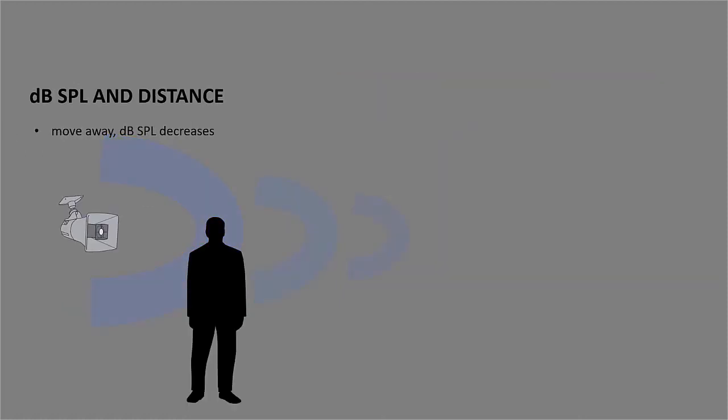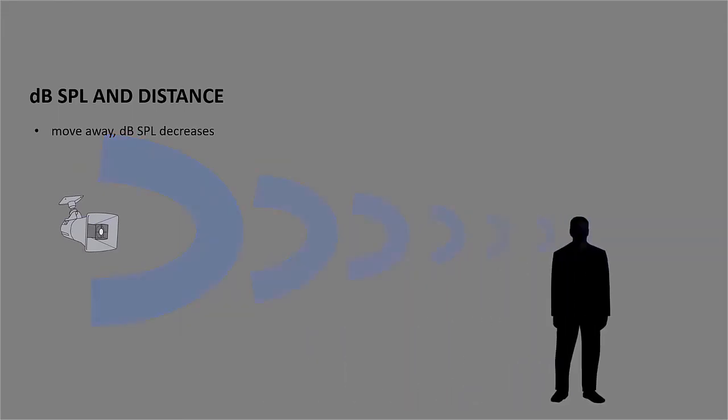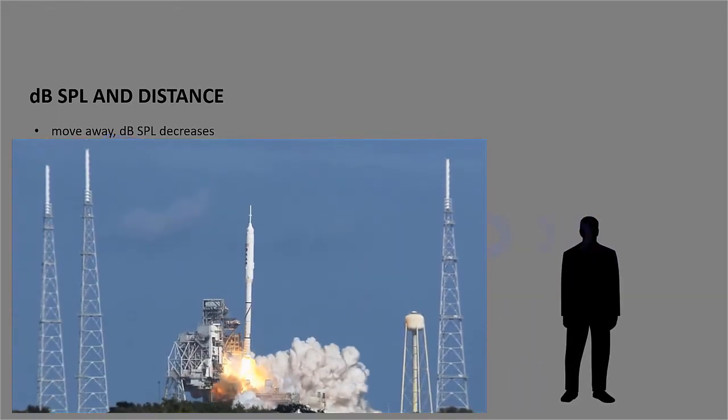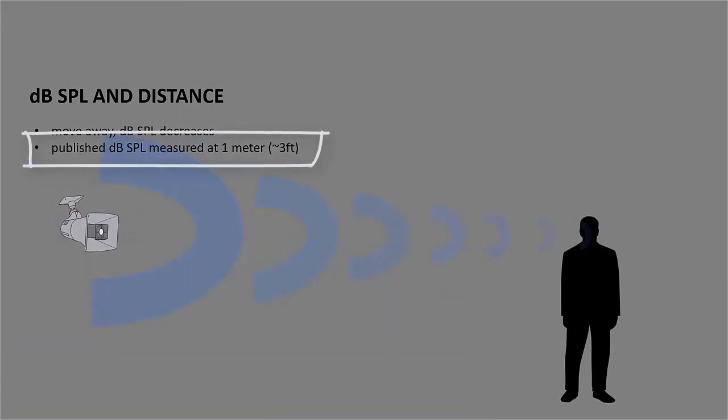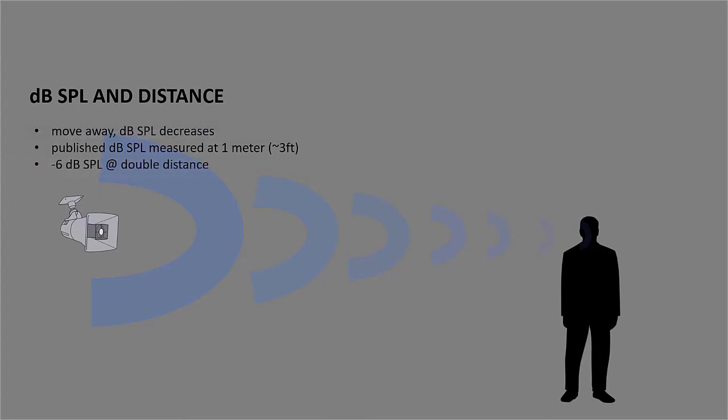We know that when someone moves away from a loudspeaker, the perceived volume decreases, just like moving away from that roaring rocket. Because of this, the published dBSPL rating of a speaker is measured from a distance of 1 meter directly in front of it in an attempt to accurately express how loud it can be. As you move away, the volume decreases by 6 dB each time that the distance doubles.